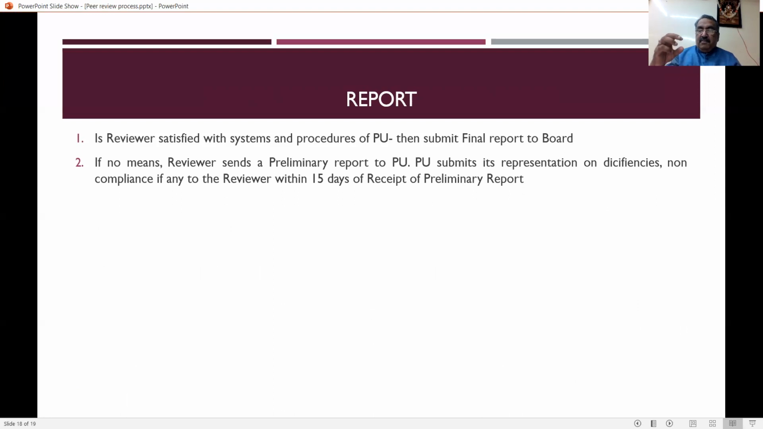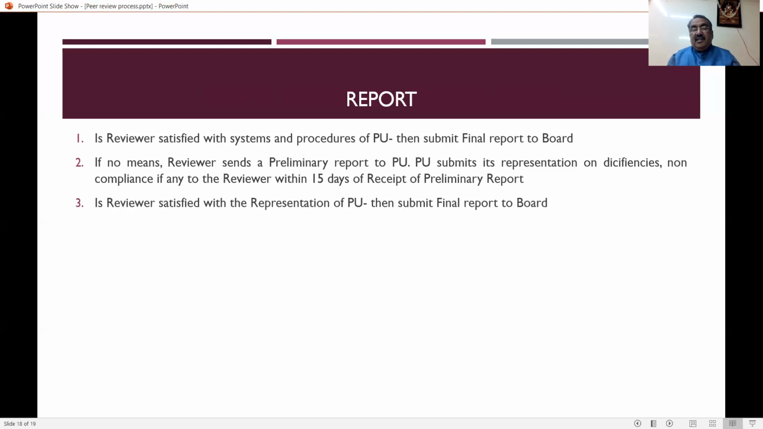In this preliminary report, he says I am not satisfied, please add this. Then the practice unit has to rectify all the deficiencies and submit the same within 15 days of the receipt of the preliminary report. And if there is any non-compliance by the practice unit, that also has to be rectified. Then the peer reviewer has received the deficiency rectification and the non-compliance rectification, and if he is satisfied, then he can report the same to the board. The final report can be submitted by the peer reviewer.